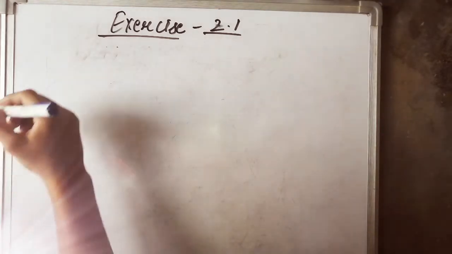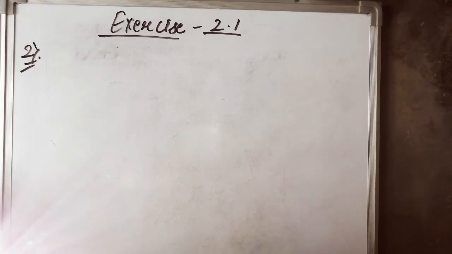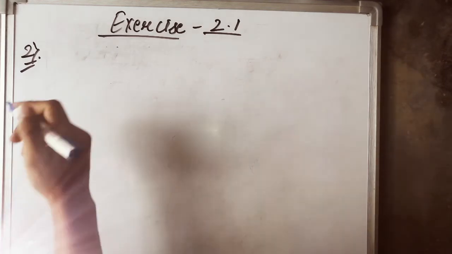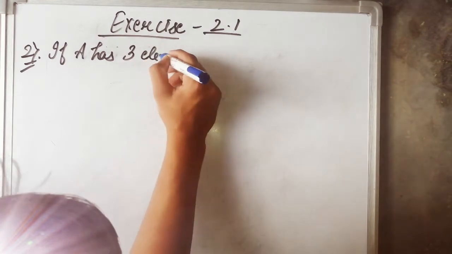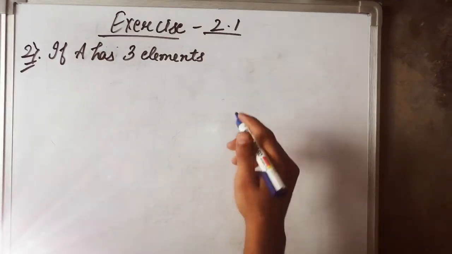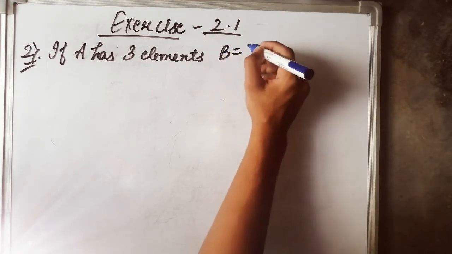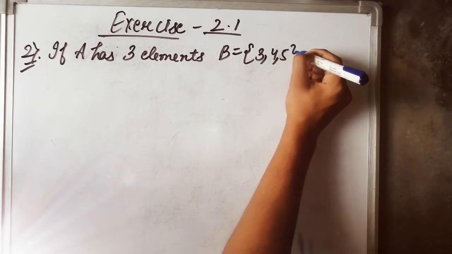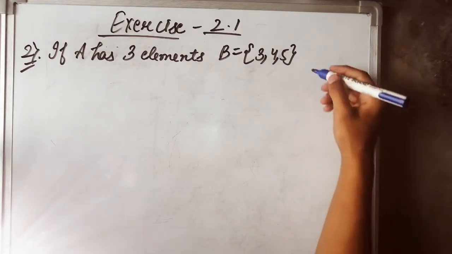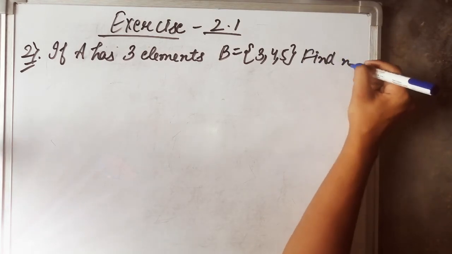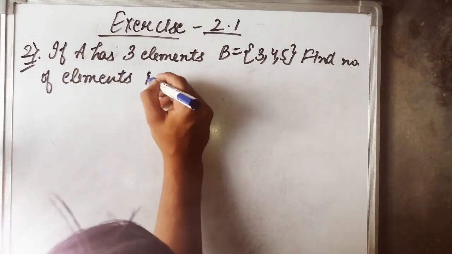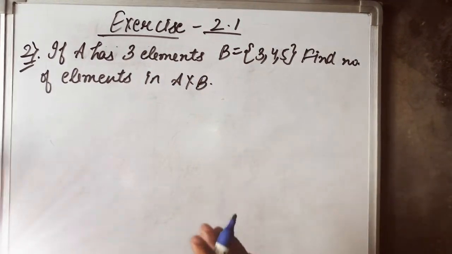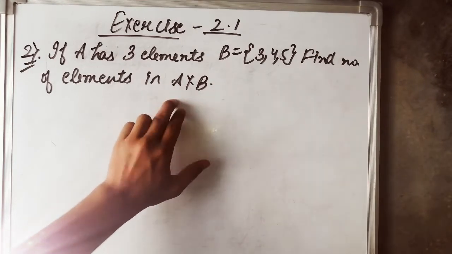Okay students, so our second question is, if the set A has 3 elements and set B is equal to 3, 4, 5, then find the number of elements in A cross B. We need to find out the number of elements in A cross B, not A into A.